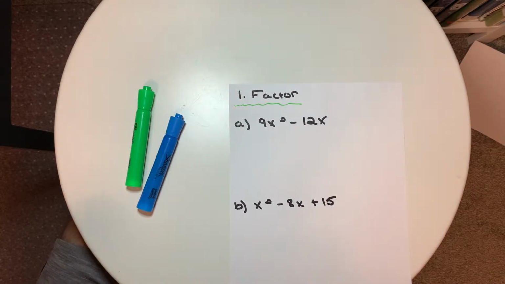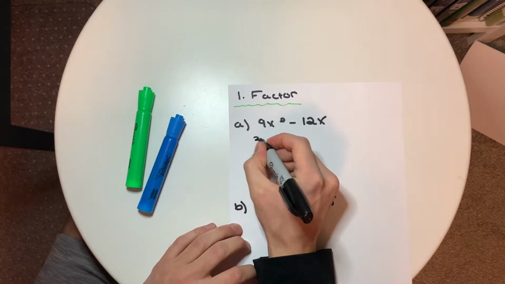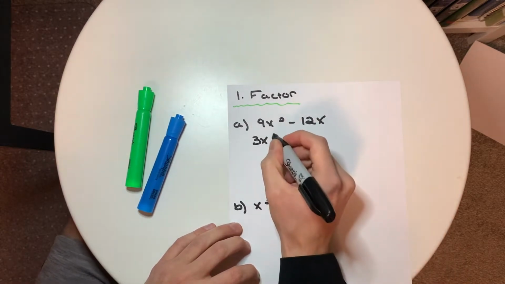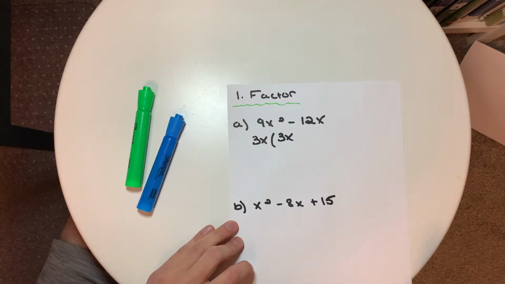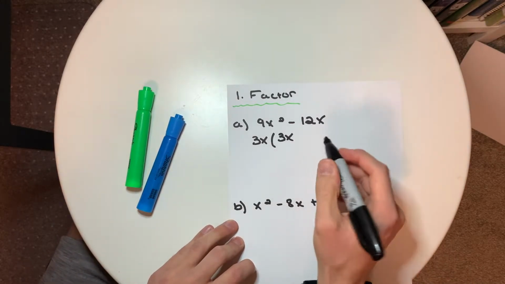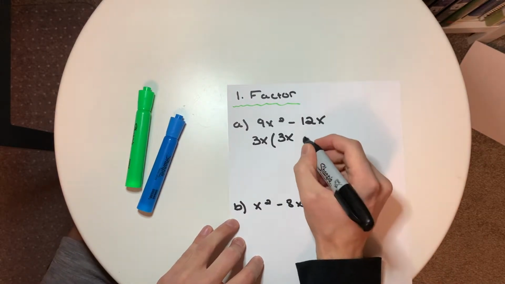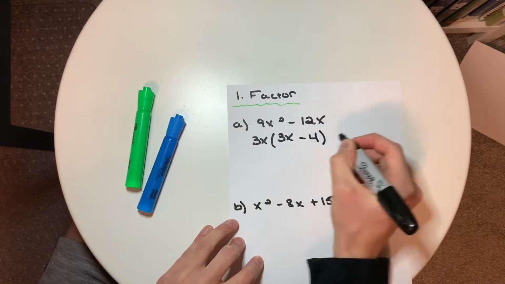So in a problem like the first one, I basically look at it and I say 9 and 12 can both have a factor of 3 in them. So that's something I can take out of both. And then what about the x's? Well, we can take an x off both of them because they both share an x. So I remove the 3x and put it out in front. And then that leaves me with 3x because 3x times 3x is 9x squared. And then if we take a 3x off negative 12x, we just are left with negative 4.